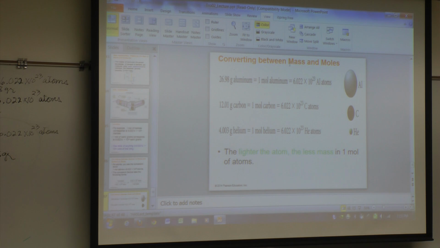So converting between mass and moles, we already know that aluminum is 26.98 grams, and 1 mole of that has 6.022 times 10 to the 23rd atoms, right? Likewise, carbon. You'll note a pattern: the lighter the atom, the less mass is in that 1 mole. It still has the same number of atoms, but the mass is less because it's much lighter.